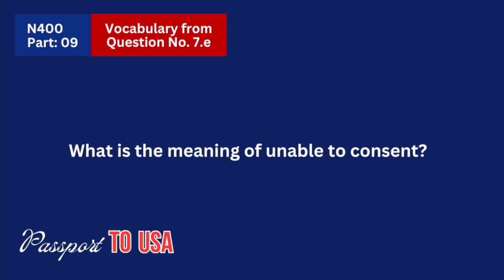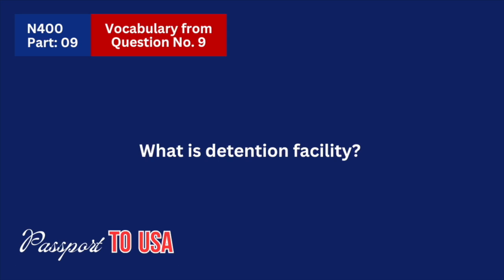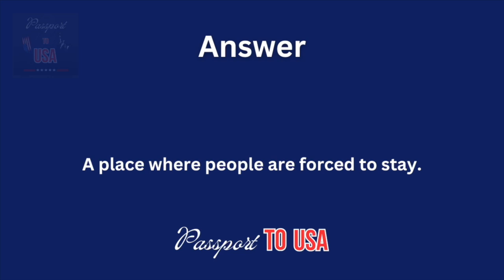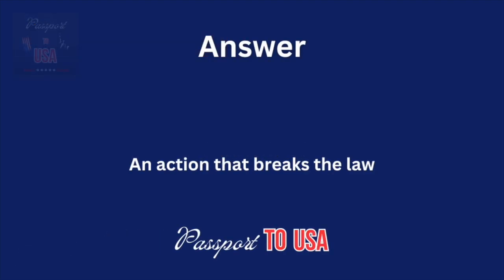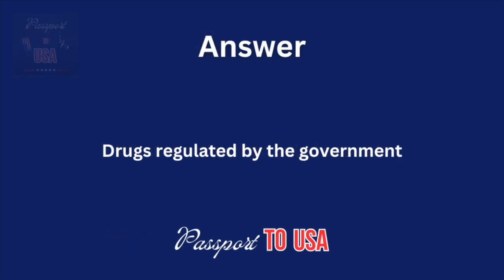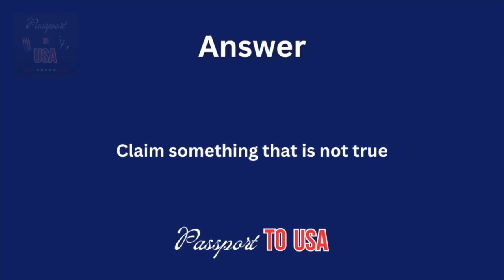What is the meaning of unable to consent? Could not agree. What is detention facility? A place where people are forced to stay. What is crime? An action that breaks the law. What is controlled substances? Drugs regulated by the government. What is fraudulent? Claim something that is not true.